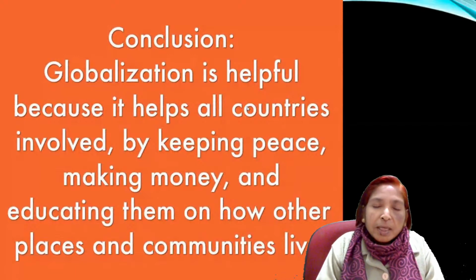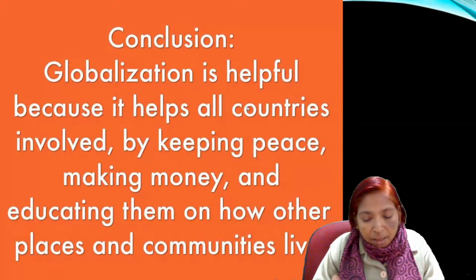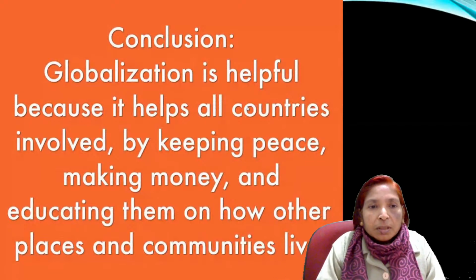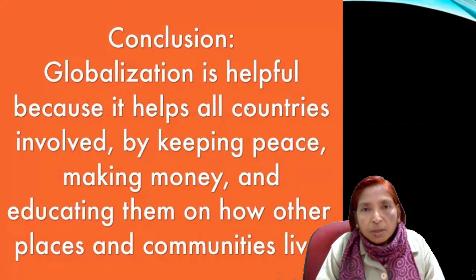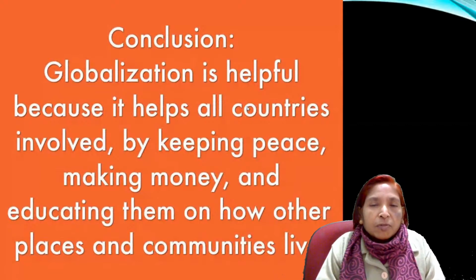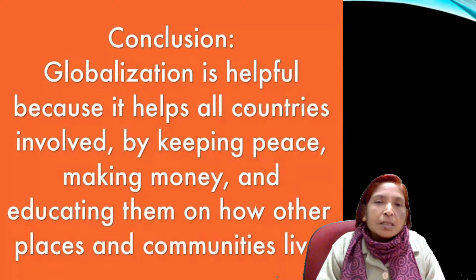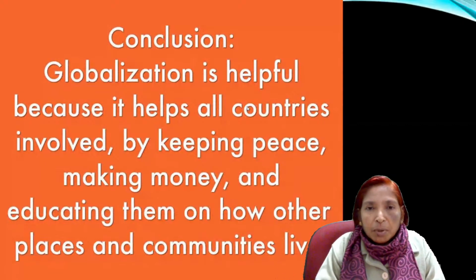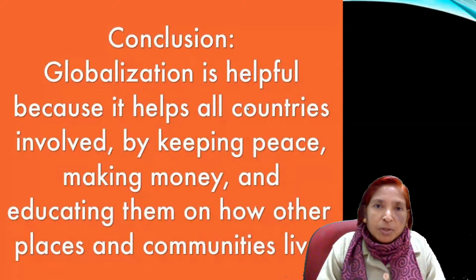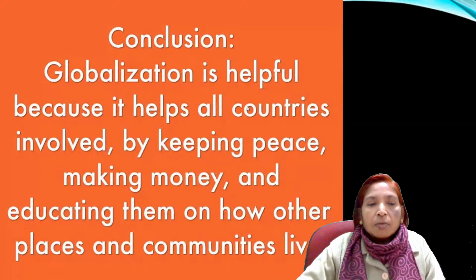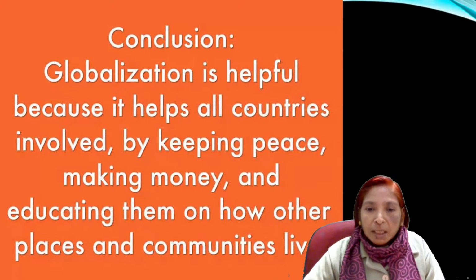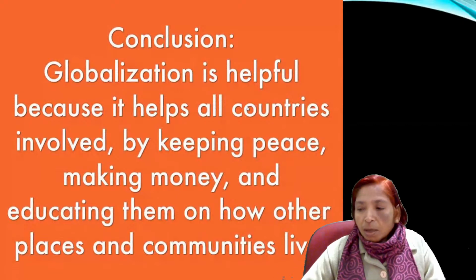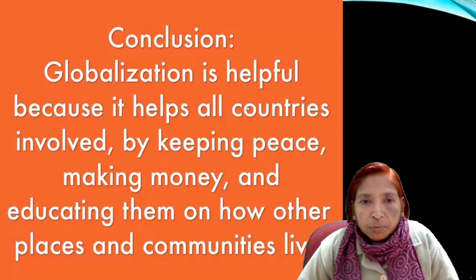So globalization is very necessary in the present time, because without globalization we can't easily flow all types of goods and services to the rest of the world. Not only goods and services, we can flow investment, we can easily flow labor force, we can flow our culture to the rest of the world, and people can migrate from one country to another country. So all things are possible only with the help of globalization. So globalization is helpful because it helps all countries involved by keeping peace, making money, and educating them on how other places and communities live.